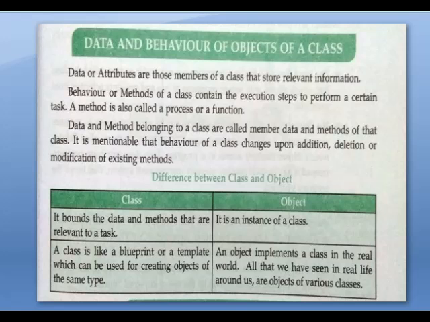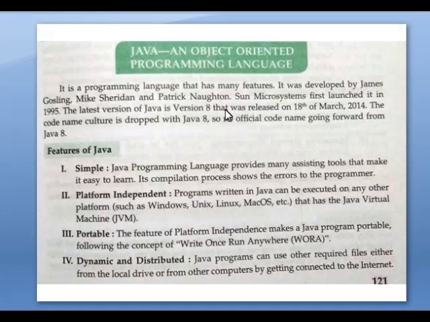The next one is Java, an object-oriented programming language. So now we are going to see the features of Java programming. What are the features of Java programming? First one is simple. That is, the Java programming language provides many assisting tools to make it easy to learn.